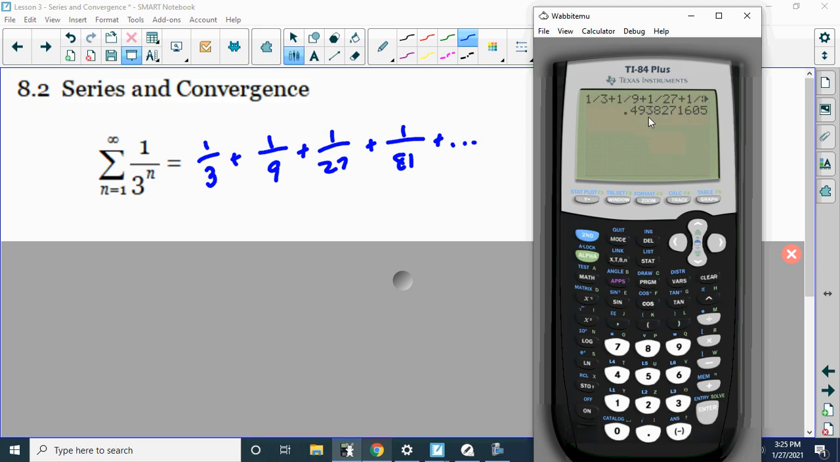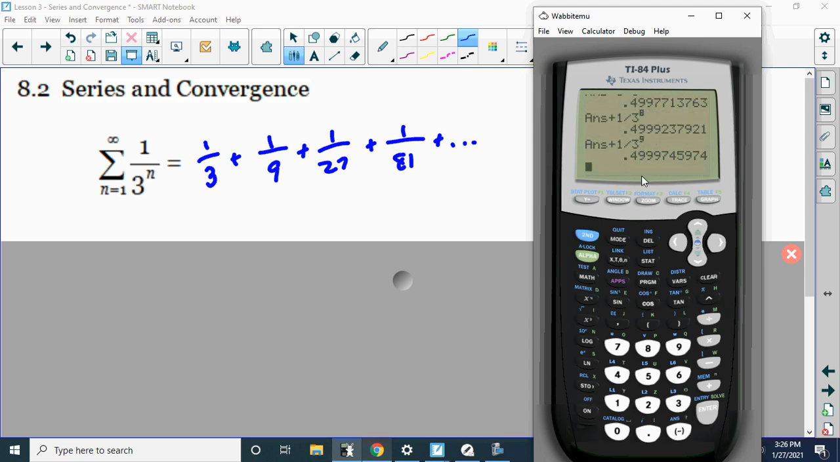And we get about 0.4938. If we keep going, the next one would be 1 over 3 to the fifth: 0.4979. 1 over 3 to the sixth: 0.4993. And hopefully you're starting to see that the more of these we add up, it is getting closer and closer and closer to 0.5. Here I'm at 0.4999.